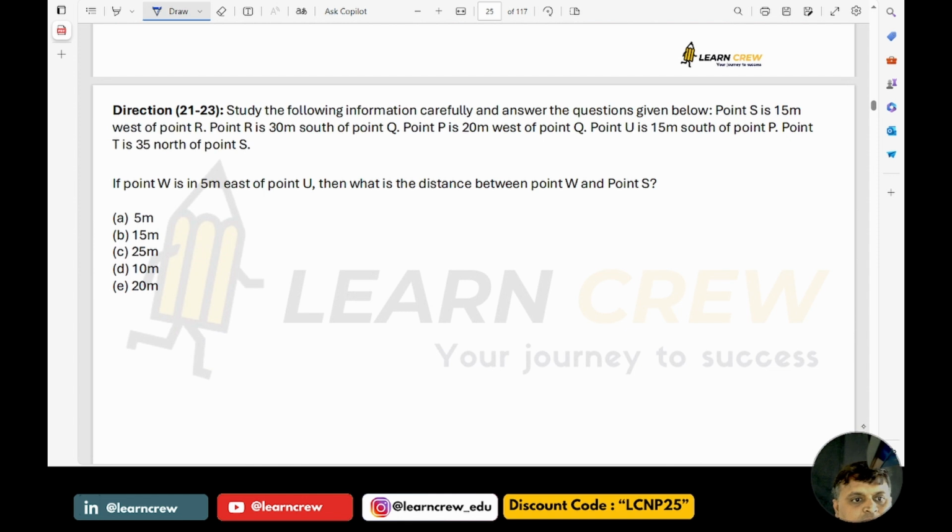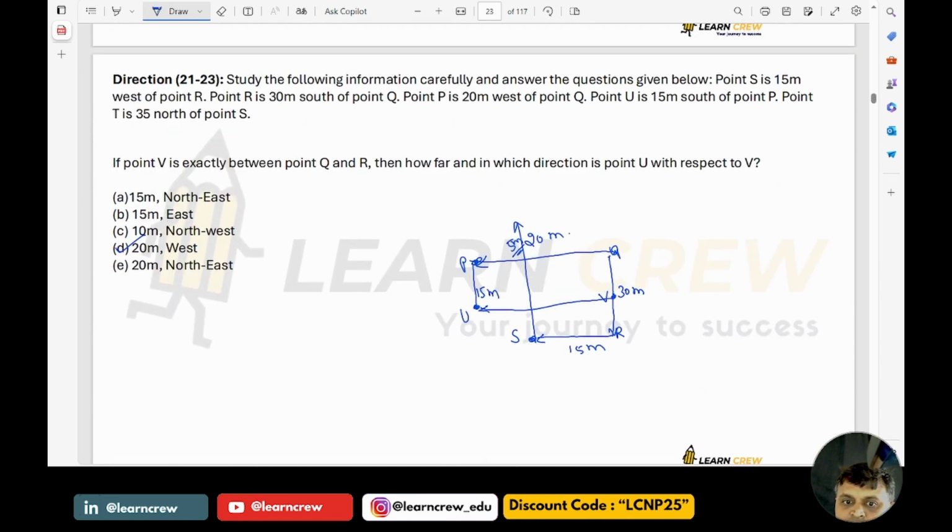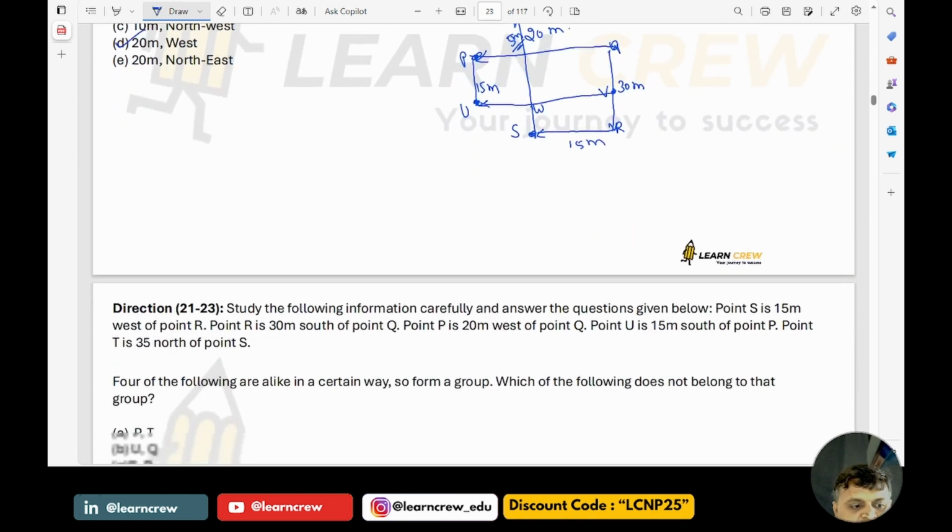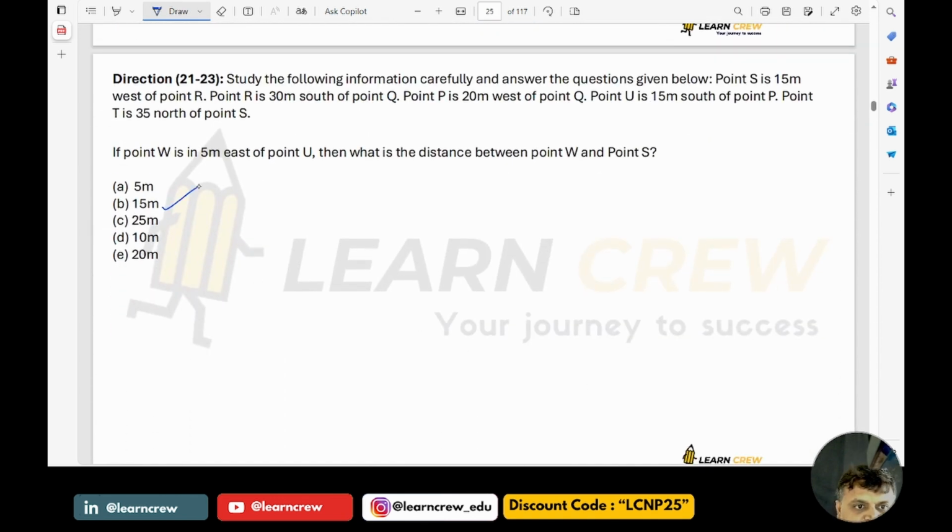Next one. If point W is 5 meters east of point U, then what is the distance between W and S? See here, this total is 20, this is 15. 5 meters to the east of U means W will come here. So W and S, how much is the distance? This is 15, this is 15. So the answer is 15. You will get option B.